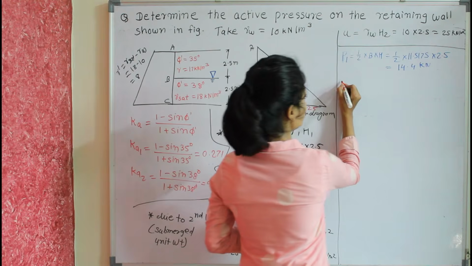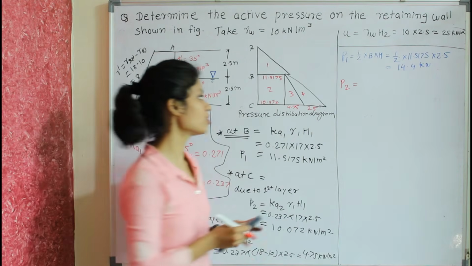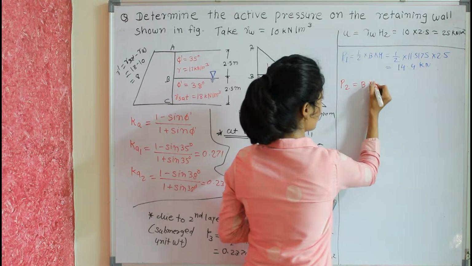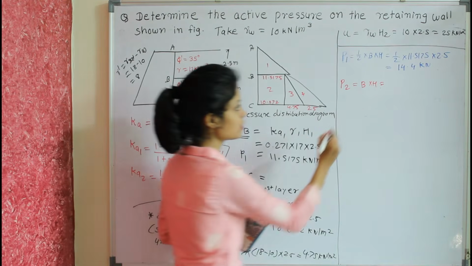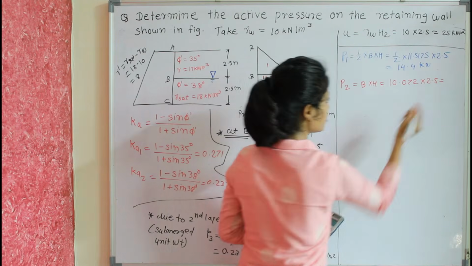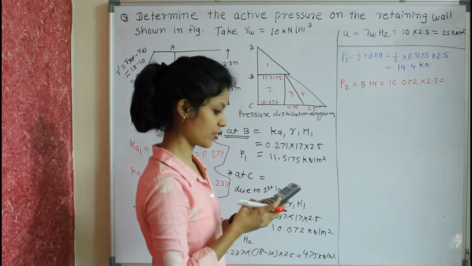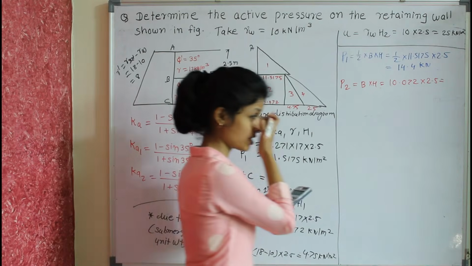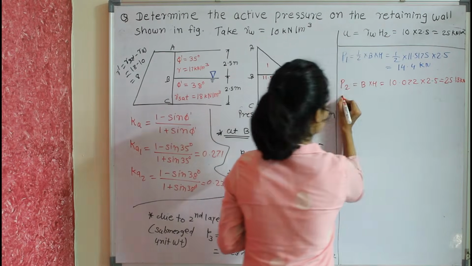Okay. Now P2. Here it is a rectangular shape, and the area of a rectangular shape is base into height. Base is 10.072 into height, thickness 2.5, which is equal to 25.18. 25.18 kilonewton.